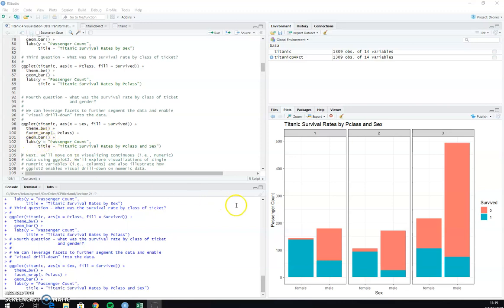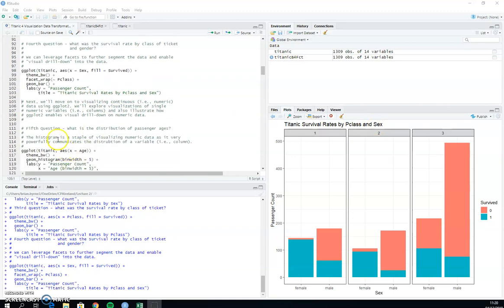We're going to put in labels on the y-axis, passenger count, on the x-axis we have sex, and then on the title, Titanic survival rates by class and sex.